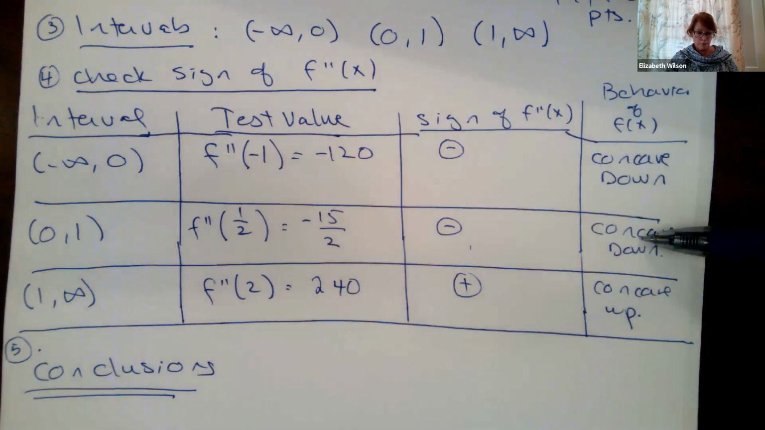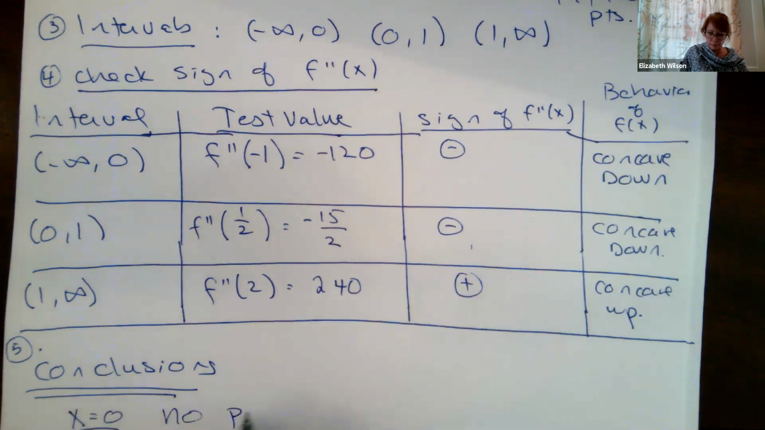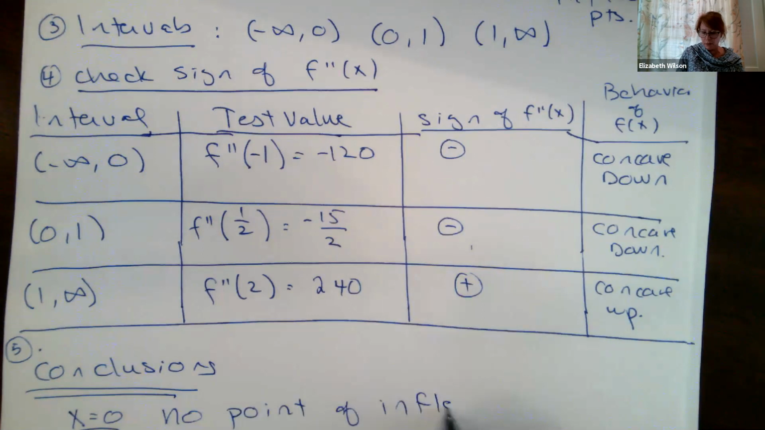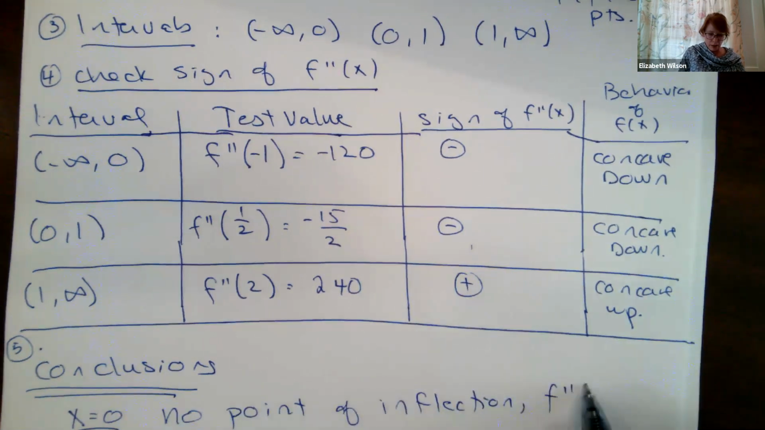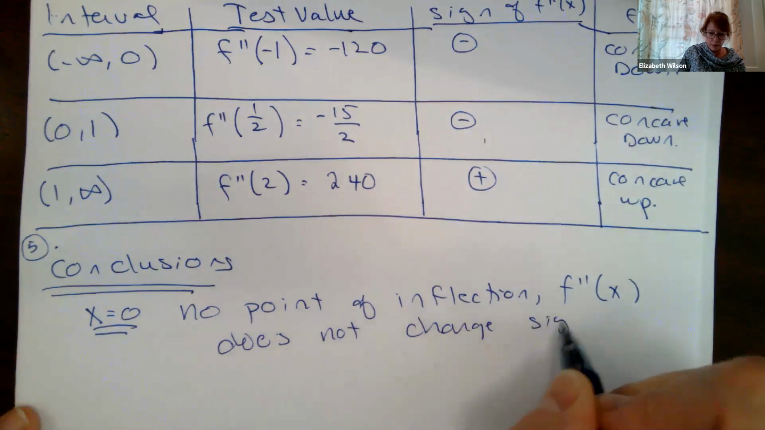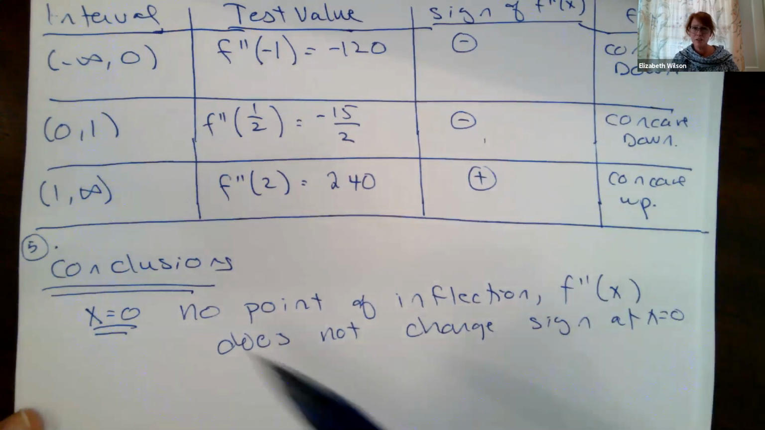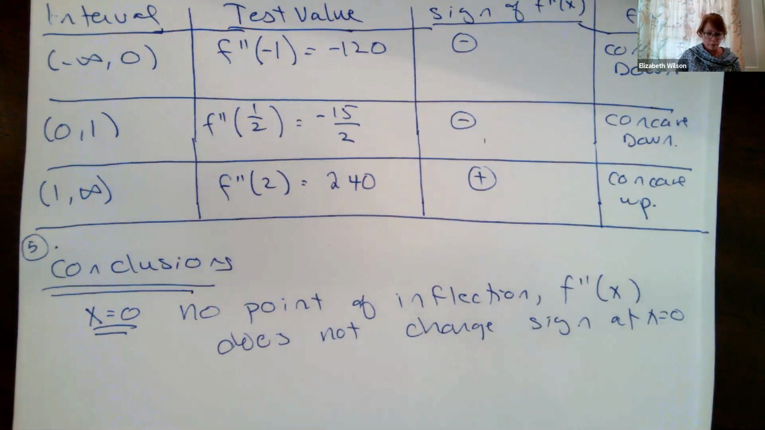So that means at x equals 0, I've got no point of inflection. The reason why is because my second derivative does not change sign at x equals 0. I'm looking at my second derivative, and it's not changing sign on either side of it. It's still negative on both sides. Okay, let's check the other one that we thought was a potential inflection point.